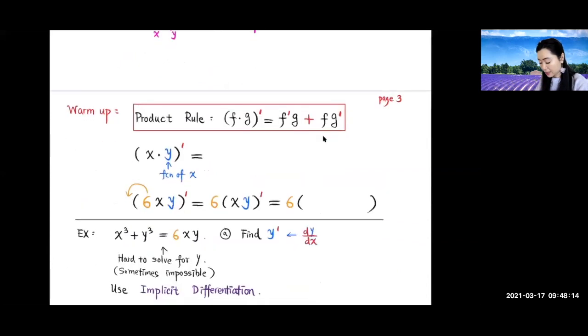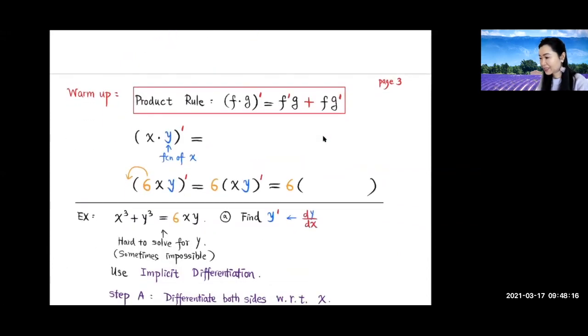Okay. Now I'm going to warm you up, to prepare you for something more advanced. So let's warm up with this. The product rule is this. Now let's try to use the product rule to differentiate x times y. The y here is a function of x. So what do we get?